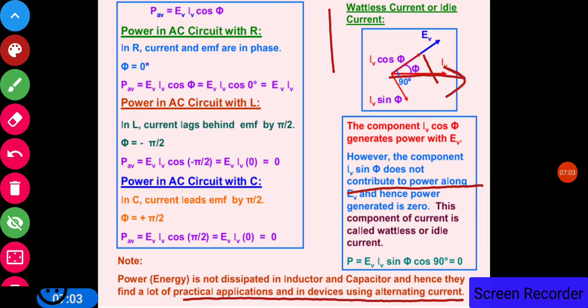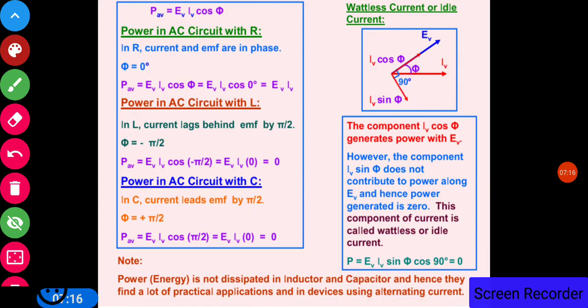we find the two components of this current. We say that I_V cos phi is along the E_V direction, and I_V sin phi is in the perpendicular direction, or the vertical component. Since the component I_V cos phi is along the direction of the applied voltage, it generates power with E_V, but the component I_V sin phi does not contribute to power along E_V, and hence power generated is 0. So this component of the current is called the wattless current or idle current, and we say that power is equal to E_V I_V sin phi cos 90, which is equal to 0.